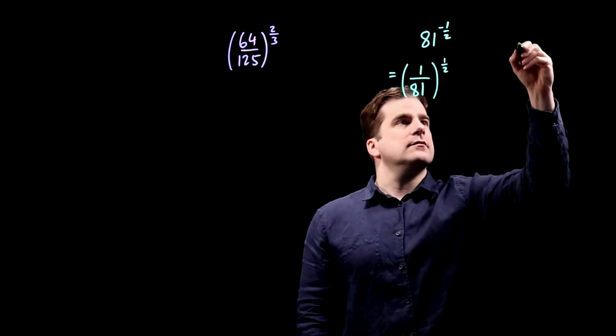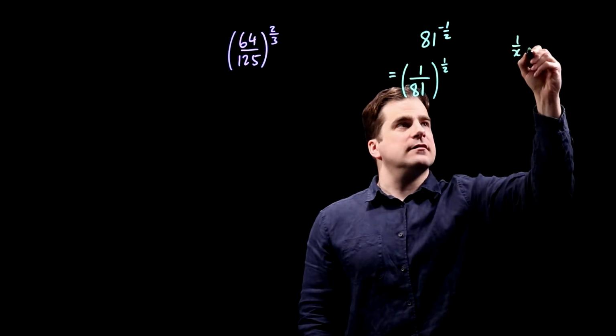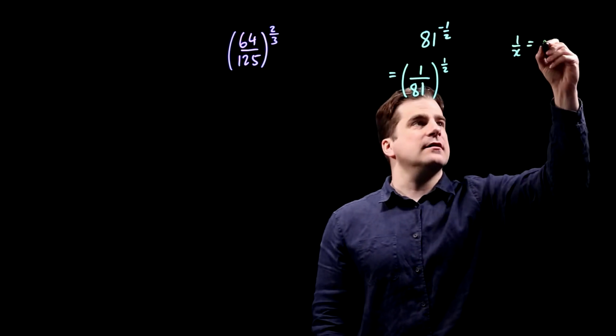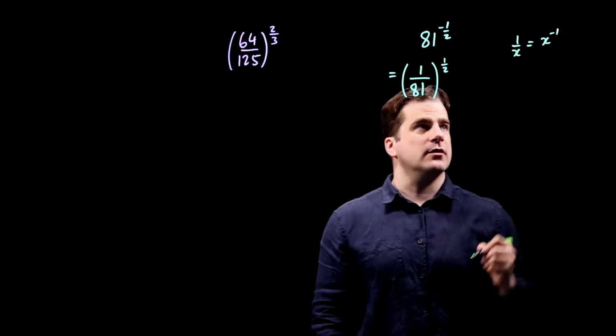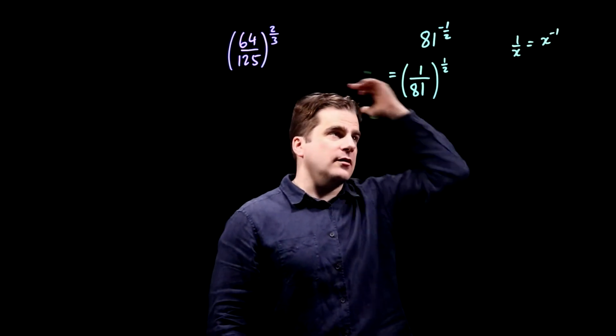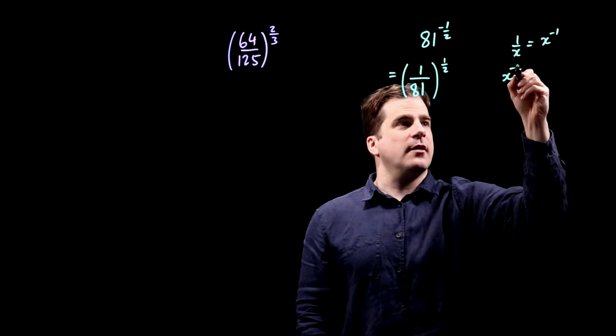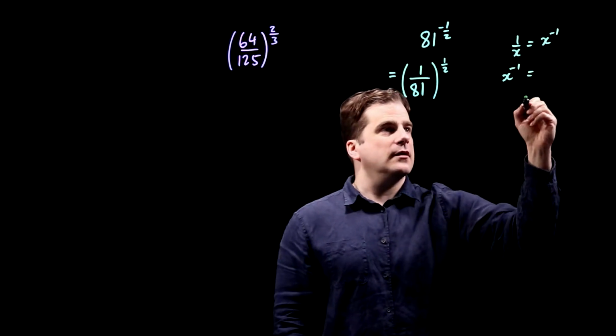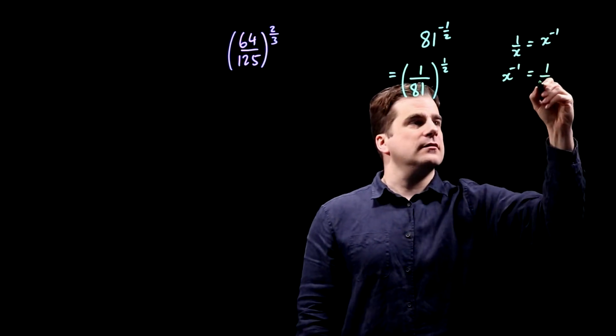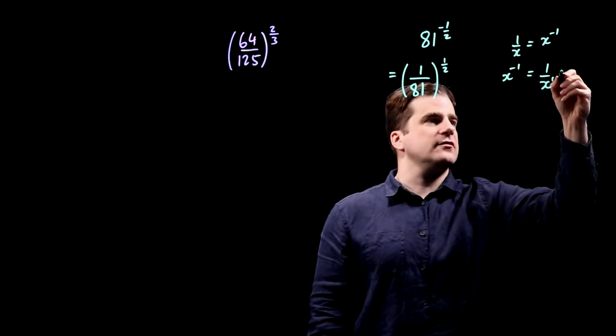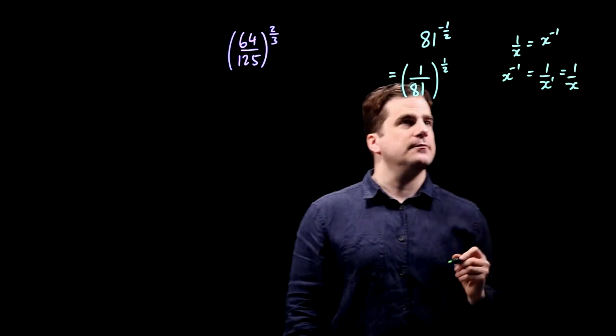Because 1 over x can also be written as x to the power of minus 1. So, in other words, x to the power of minus 1 is 1 over x to the power of 1, which is just 1 over x.